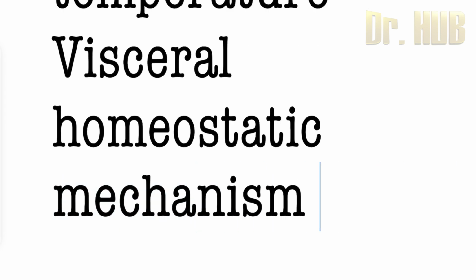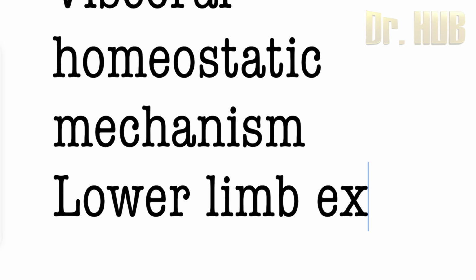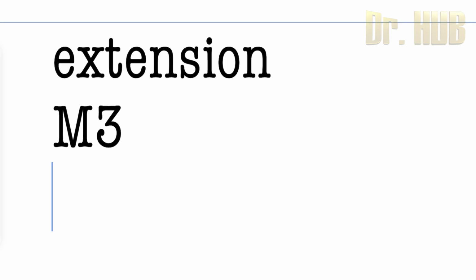Next is the flexion of the upper limbs and extension of the lower limbs. In decorticate posturing, this indicates M3 on the Glasgow Coma Scale.